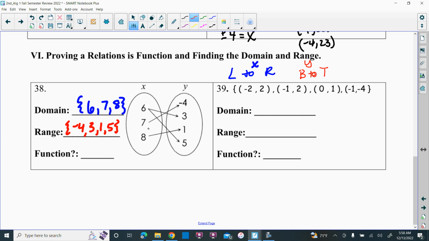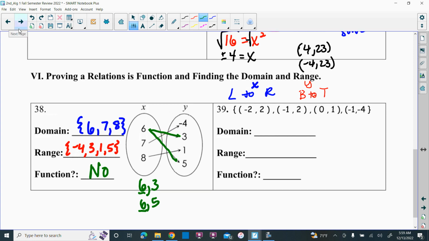Now, to determine if it's a function, we can't have any repeating x's. Hopefully you remember that any time it splits, like it does here, this is saying 6 goes to 3 and 6 goes to 5. There's the repeating x's, so this is no, it's not a function. So check for your x's that they don't repeat. If they do repeat, it's not a function.